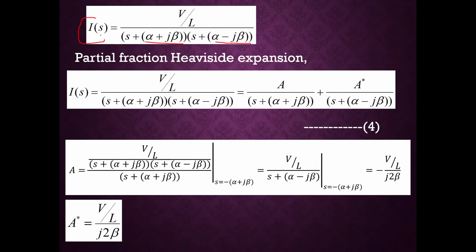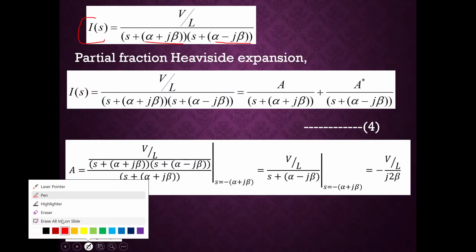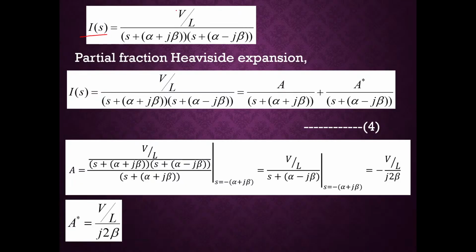Now my I of S equation has converted into what? I of S is equal to V by L, whole divided by S plus alpha plus j beta into S plus alpha minus j beta.